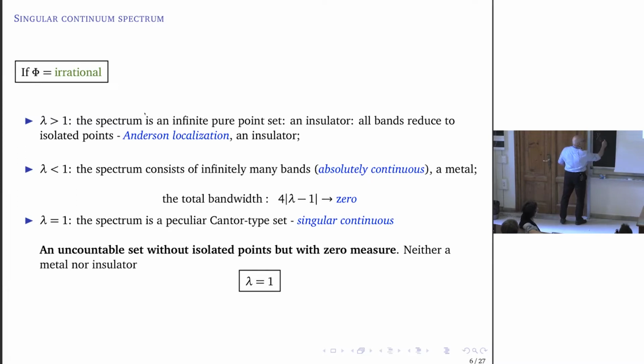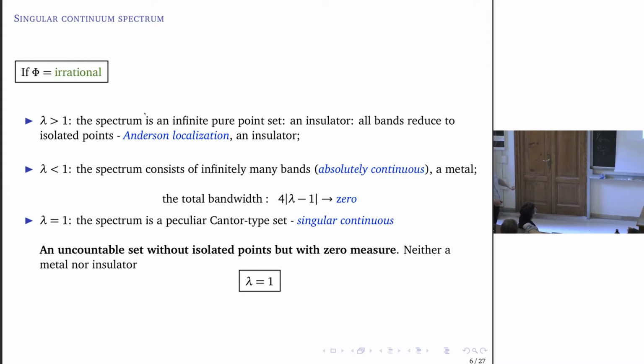and Q both go to infinity, but the ratio is, for example, square root of 5 minus 1 divided by 2, the golden mean. Right? It's a simple irrational number. And then what happens to the spectrum? Then suddenly gaps close up to points. All bands reduce to points. This is called Anderson localization.